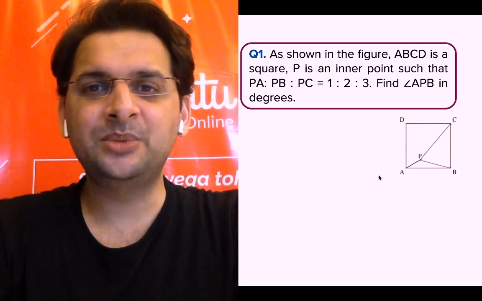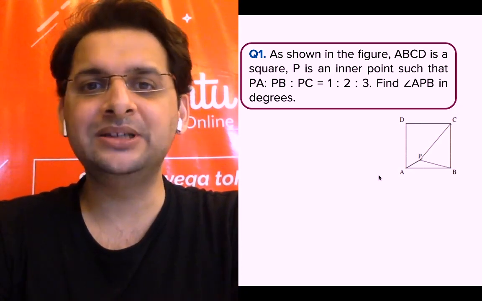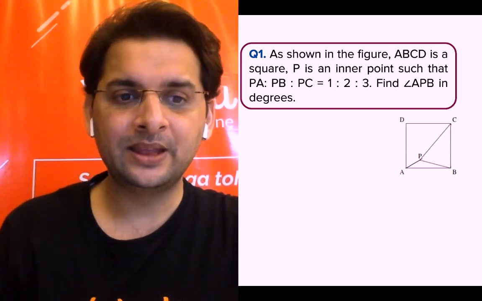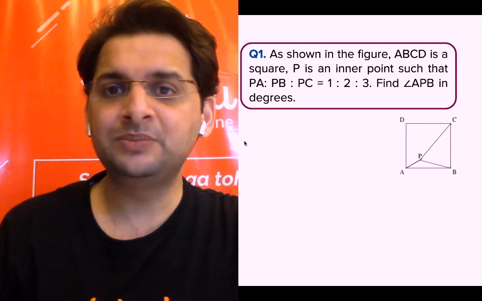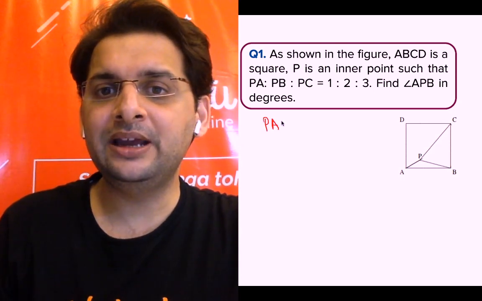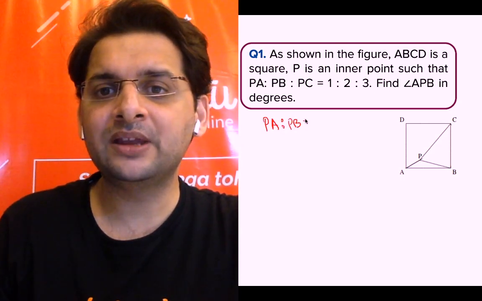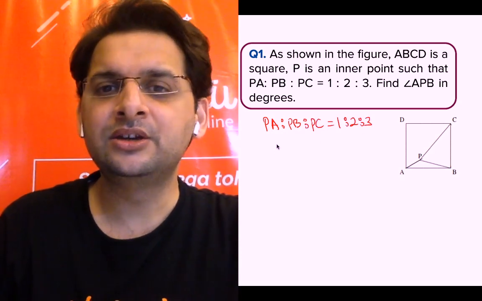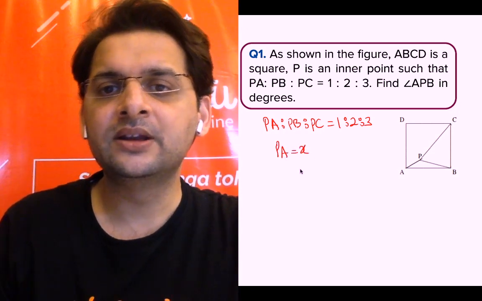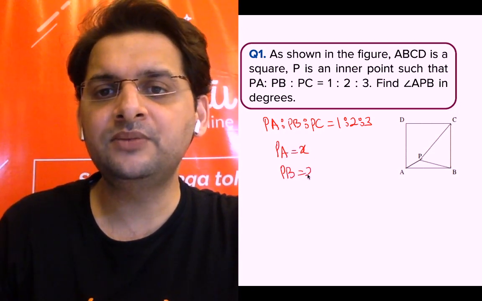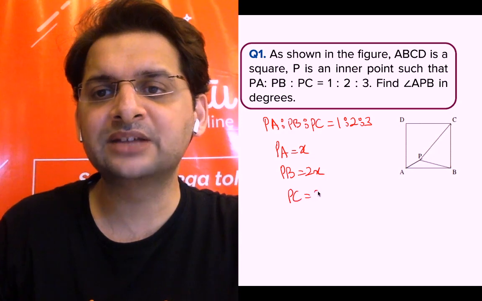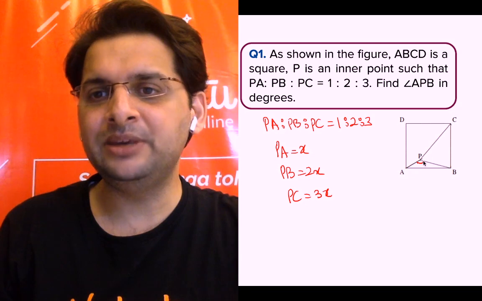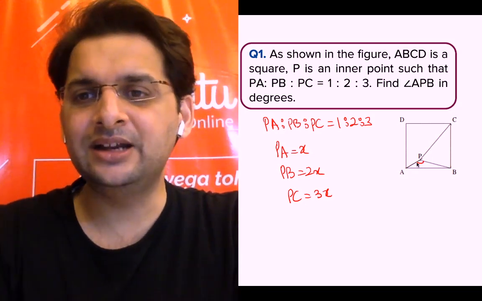So this is question number 1, as shown in the figure. ABCD is a square and P is an inner point such that PA is to PB is to PC is 1 is to 2 is to 3. In other words, you can take PA as x, PB as 2x and PC as 3x. Now you need to find what is this angle APB. What is this angle APB?